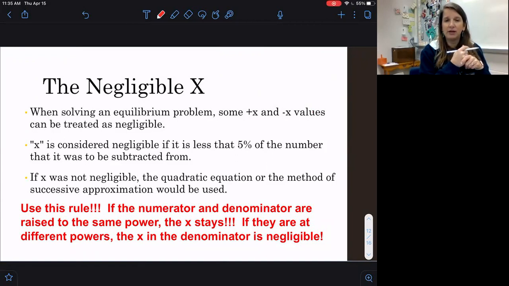If the numerator and the denominator are both at the same power, so if they're both squared or if they're both cubed, then we're going to keep the X. But if they are at different powers, so if the numerator is at second power and the denominator is first power, or if it's at third power, then the X in the denominator only is negligible. So we always keep the X in the numerator, but if they are at different powers, the X on the bottom is going to be negligible, which means we're just going to cross it out. So we'll do some problems where I can show you how this is going to look.